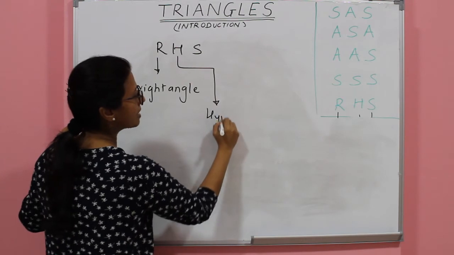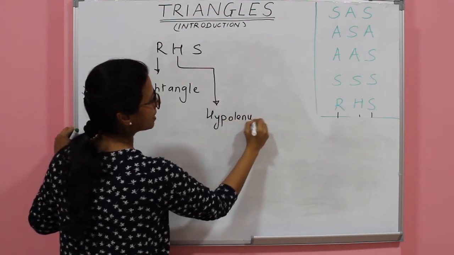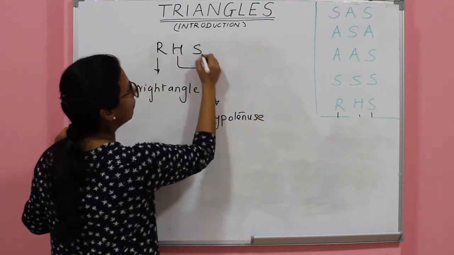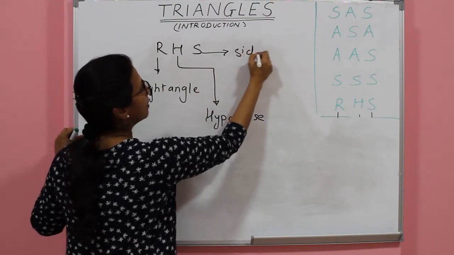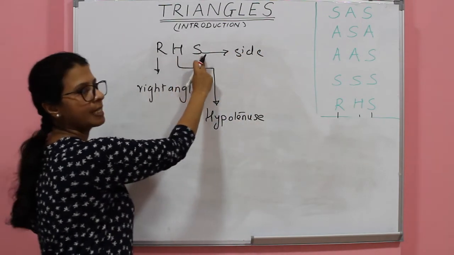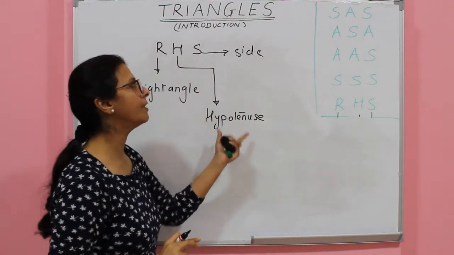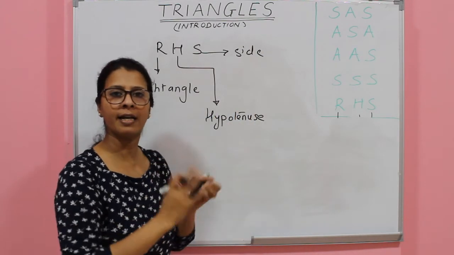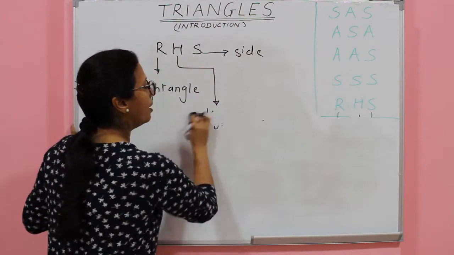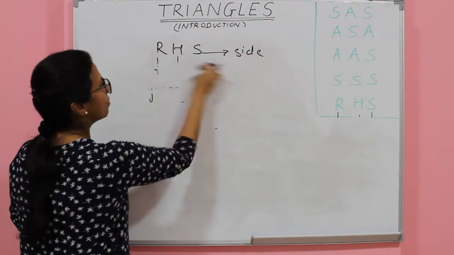Then the hypotenuse has to be equal, and one of the sides has to be equal. So it is right angle, hypotenuse, side. If the two triangles are right angle triangles, their hypotenuse are equal and one of the sides is equal, then the two triangles are congruent by RHS congruency rule.